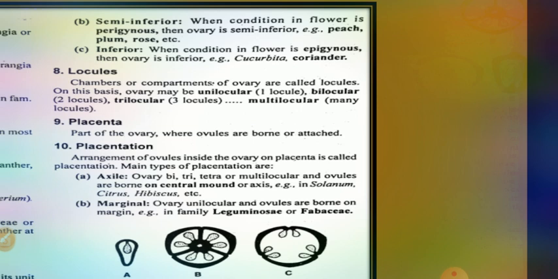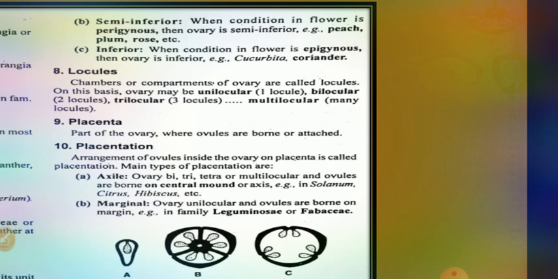Then comes the locules. The chambers or compartments of the ovary are called locules. It may be unilocular, which means one locule, then bilocular means two locules, then tri, tetra, and multilocular, that is many locules. Then comes the placenta. Placenta means the part of the ovary where the ovules are borne or attached.